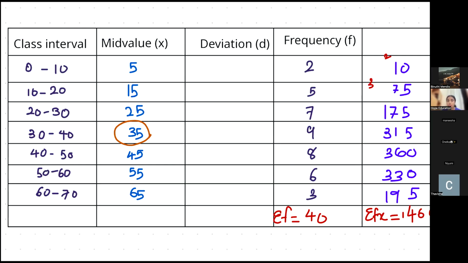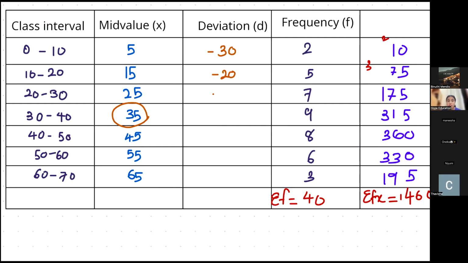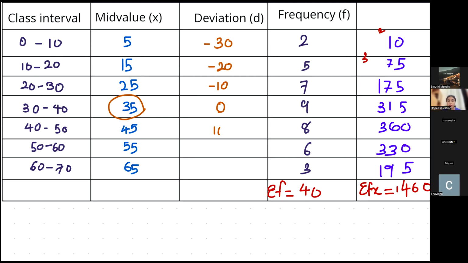So 5 minus 35 is minus 30. 15 minus 35 is minus 20. Sorry, 15 minus 35 is minus 20, 25 minus 35 is minus 10, then 0. Then 45 minus 35 is 10, 55 minus 35 is 20, 65 minus 35 is 30. So we have the deviation column.